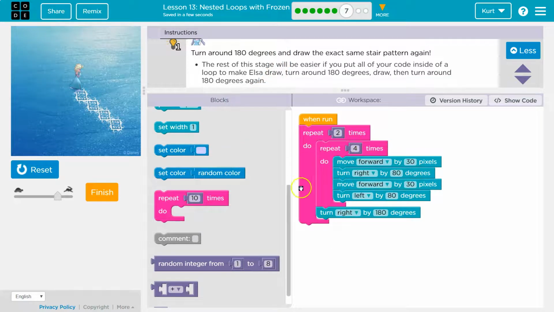Repeats are super handy, and this is called a nested loop, one repeat inside of the other. Awesome, let's keep going.